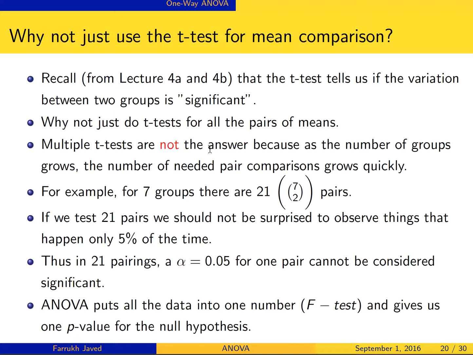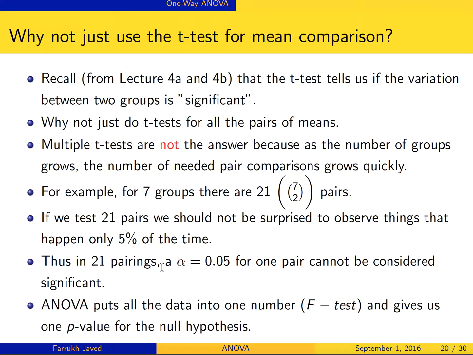But the problem is that it's not the answer, because as the number of groups grows, the number of needed pairs grows accordingly. If you have 7 groups, then you need to evaluate 21 pairs, which can be cumbersome. And in reality, we do have many groups. So what do we do? Well, we can apply some different methods. If we test 21 pairs, we should not be surprised to observe things that happen only 5% of the time.